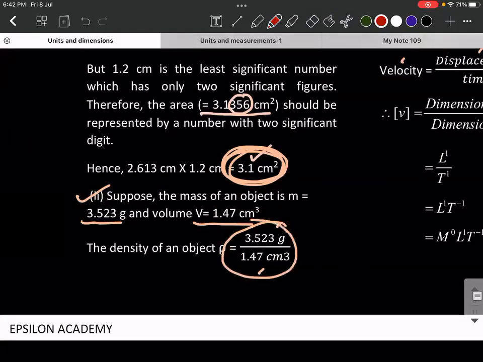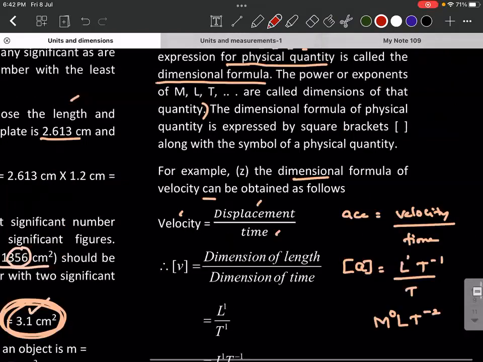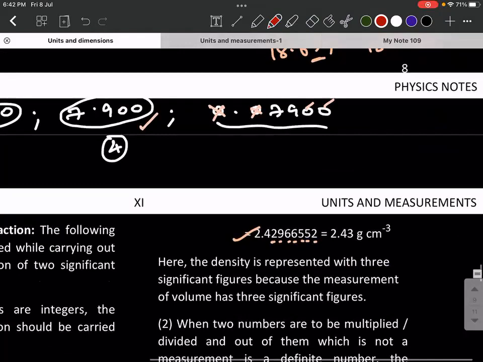So I'm looking at those two readings. Out of those two readings, which has the least number of significant figures? 1.47. So I'll stop my value at 2 decimal places. So 2.42, and I'll drop from 9. Since 9 is a number greater than 5, I'll round off the preceding number by adding 1. So the answer would be 2.43 gram per centimeter cube. Are the rules clear?